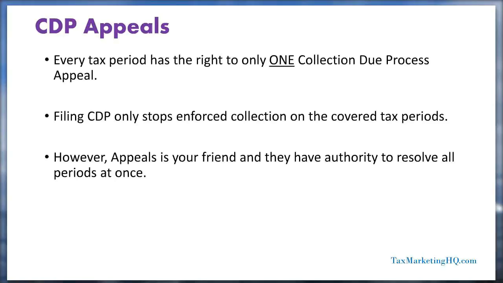If there are other tax periods that the taxpayer owes money for, particularly in the past, where the CDP rights have expired or they've already had a CDP, then those periods are not covered by the appeal, and collections can still act on those. However, I always say appeals is your friend, and if they set you up with an installment agreement or other resolution, they'll resolve all those periods at once, which is one of the reasons why you still want to file a CDP appeal if you have CDP rights in order to get your case kicked over to appeals.